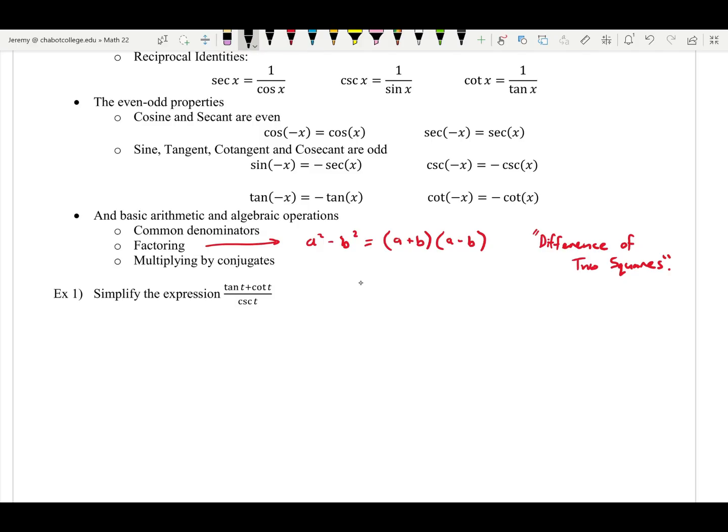It's really helpful if we're ever trying to factor something like x squared minus 9, right? You know how this factors to x plus 3, x minus 3. Okay, this is just an application of the difference of two squares identity.